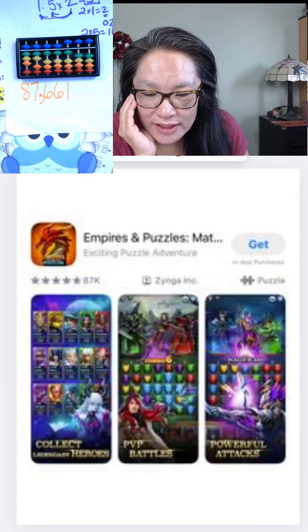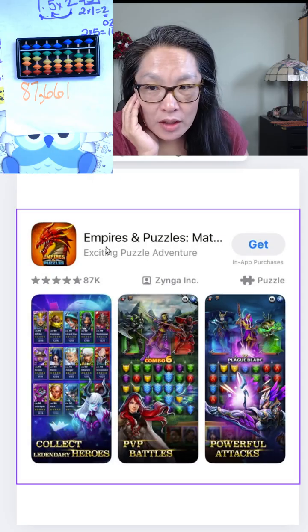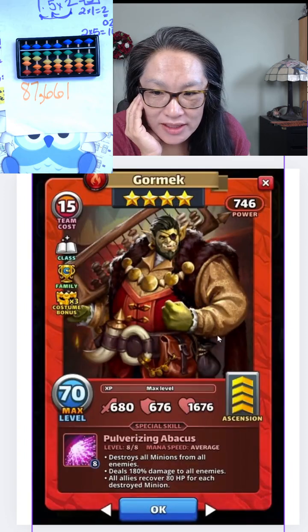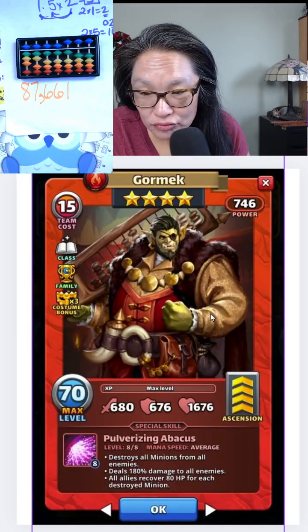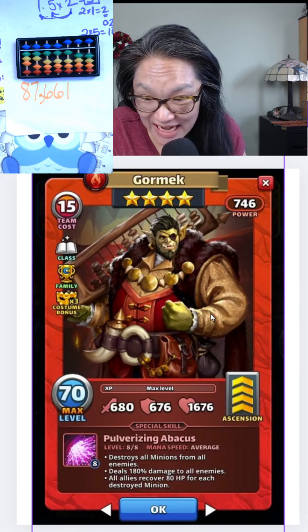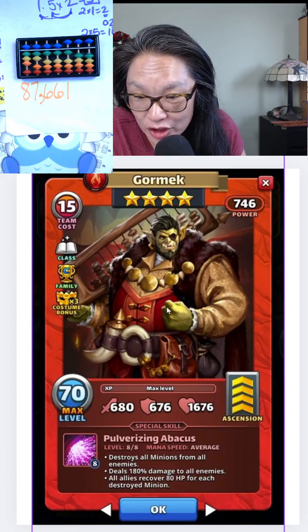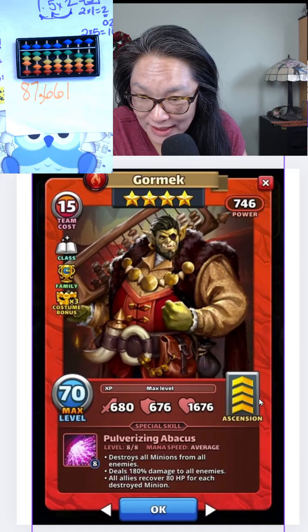If you're ever interested, there's this one game on the mobile app called Empires and Puzzles. Inside this, there is a character that uses a pulverizing abacus. I'm not sure when you would need it, but apparently the level of this is 8 out of 8, and it's fantastic. It does 180% damage to all enemies. So that's pretty good, this pulverizing abacus.